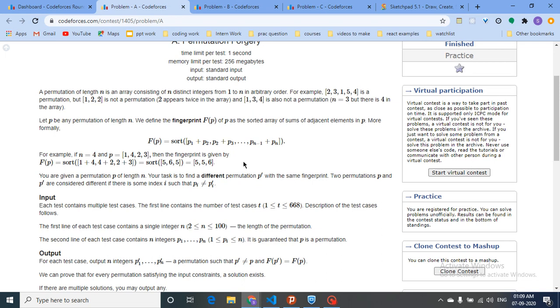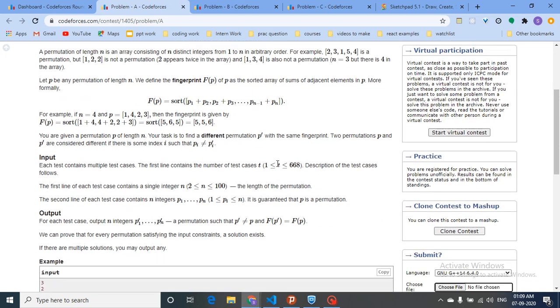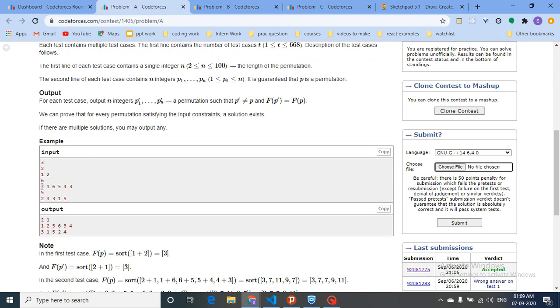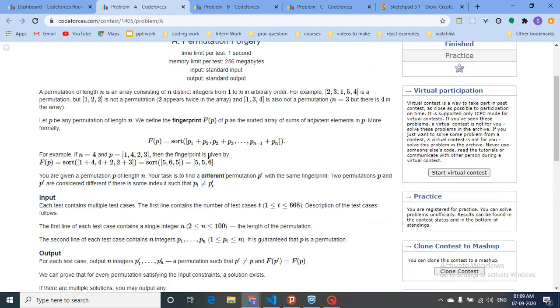Now the question statement states that different permutations can also have the same fingerprint. So you are given some permutation and you have to find another permutation such that both permutations have the same fingerprint. In this example, there is a permutation given to you of 6 numbers, 1 till 6, and you have to find one more permutation of these numbers such that the fingerprint of the given permutation and the new permutation is the same. So that's the whole question statement.